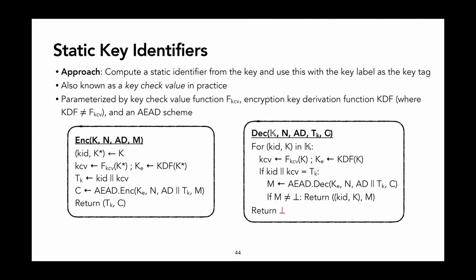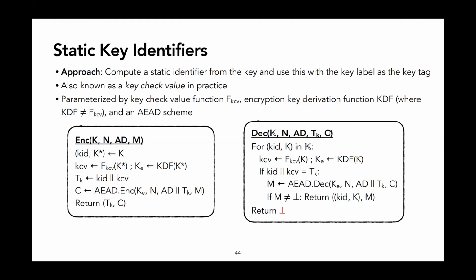Okay, our next approach is static key identifiers. This computes a static identifier from the key and uses this with the key label as the key tag. This is also known as a key check value in practice. And this is parameterized by a key check value function, an encryption key derivation function, which is distinct from the key check value function, and an AAD scheme. So here during encryption, we compute from the key the key check value and the encryption key using the key derivation function. Our key tag is now formed by concatenating the key label together with the key check value. We encrypt using the AAD scheme, and then we return the key tag together with the ciphertext.